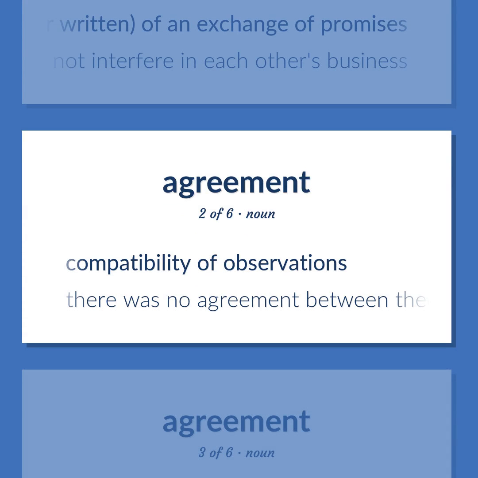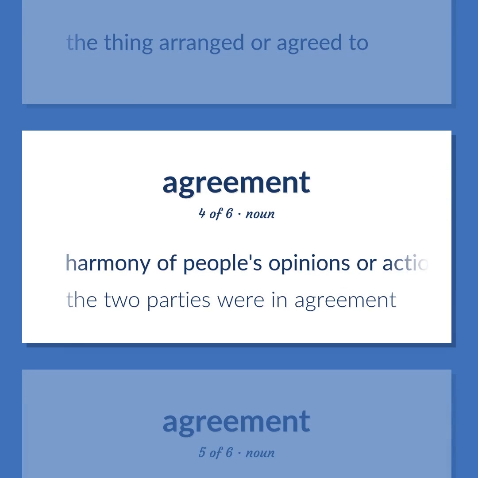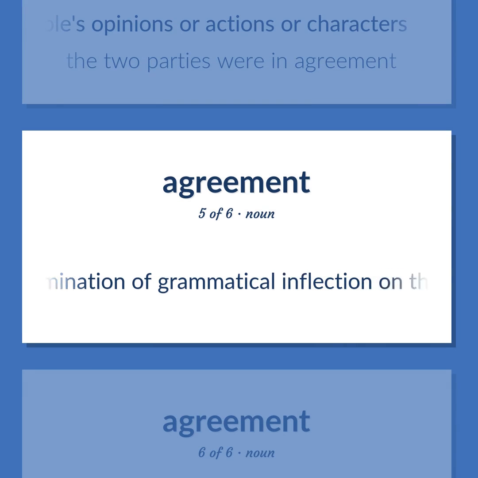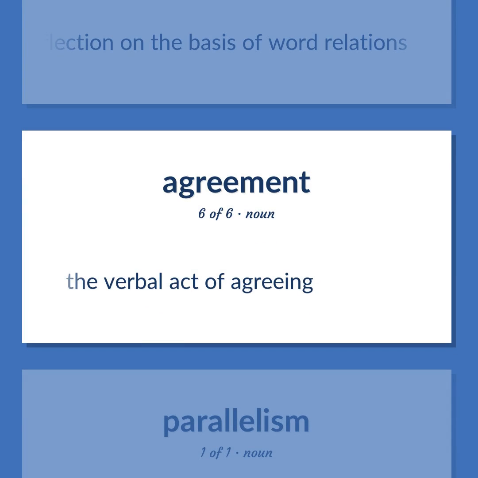Compatibility of observations. There was no agreement between theory and measurement. The thing arranged or agreed to. Harmony of people's opinions or actions or characters. The two parties were in agreement. The determination of grammatical inflection on the basis of word relations. The verbal act of agreeing.